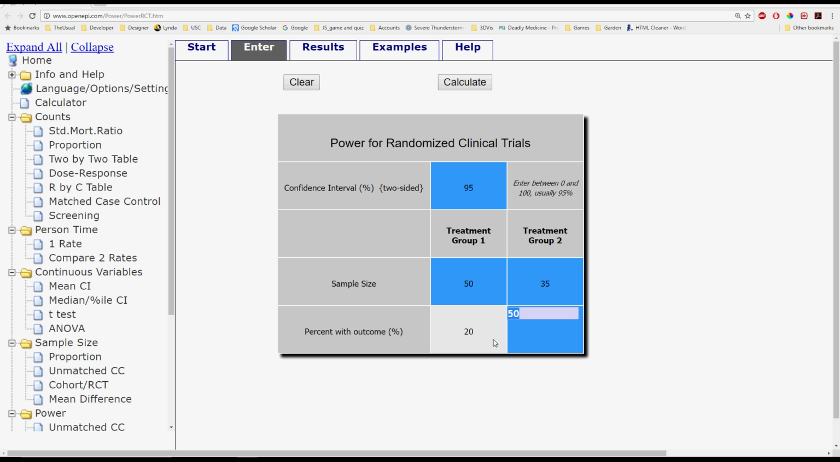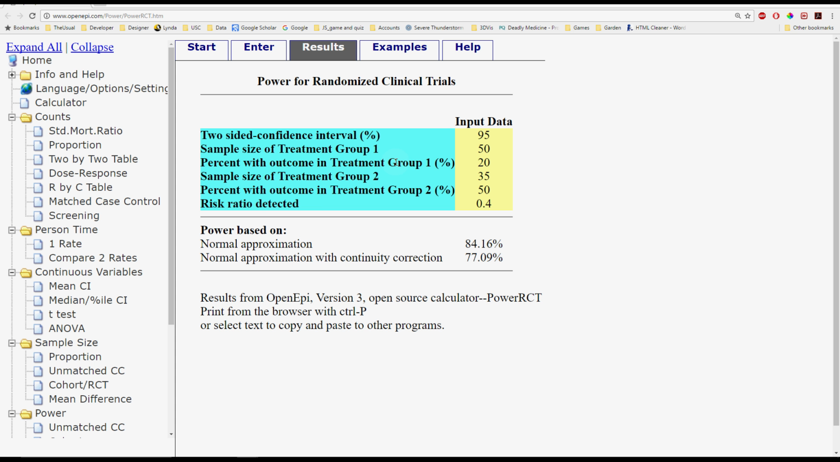We need to think about this effect size that we're looking for. If we're looking for a very big effect, and this is a huge effect, if you can get a rate from 20% up to 50%, we can do that with a fairly small sample size because it's fairly easy to find. If the effect was much smaller, if the fitness trackers only had the effect of getting the 20% up to 30%, then we would need a much bigger sample size to pick that up. So let's go ahead and press calculate and look at what power this study has to find this effect.